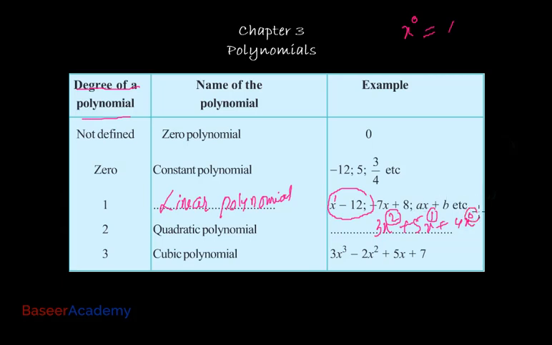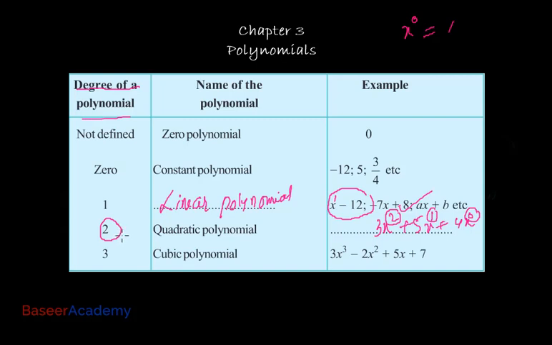So what is the power of the first term? 2. The power of the second term is 1. The power of the third term is 0. Which is the highest power of x? The highest power of x is 2. So the degree of this polynomial is 2.